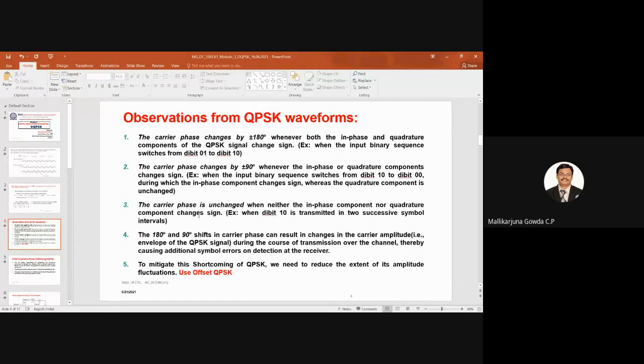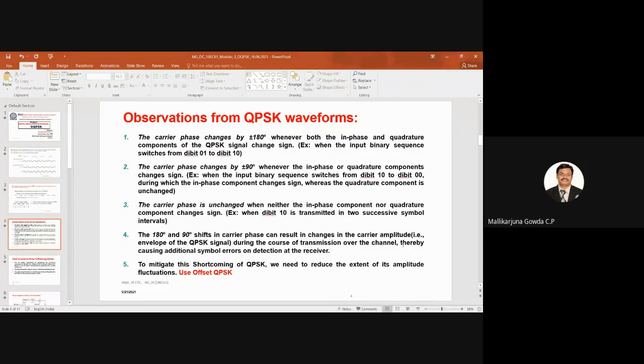And the third point we notice from that first slide is the carrier phase is unchanged when neither the in phase component nor the quadrature component changes sign. So that is with respect to 1 0 1 0, so there is no change in the sign, right? Based on these three observations, what we want to conclude is that this 180 degree and 90 degree shift in the carrier phase results in changes in the carrier amplitude.